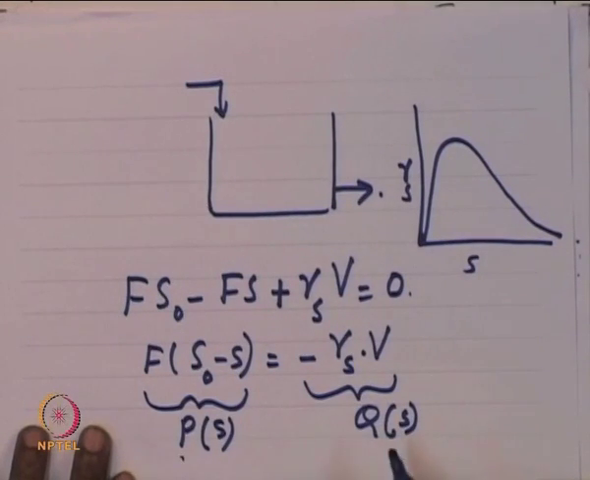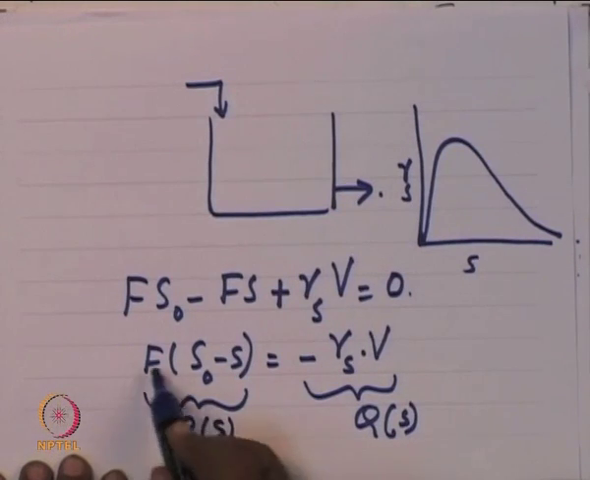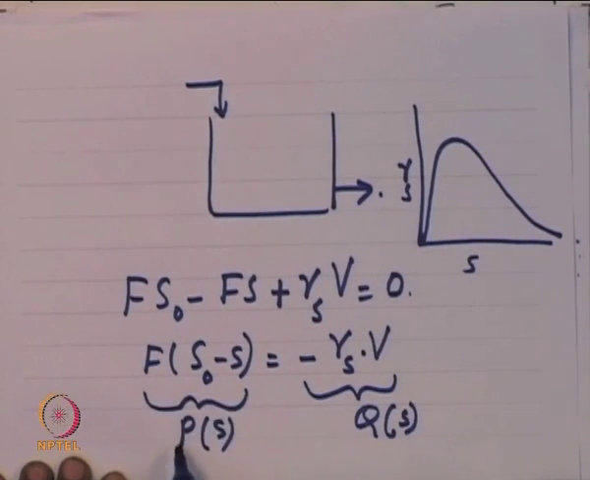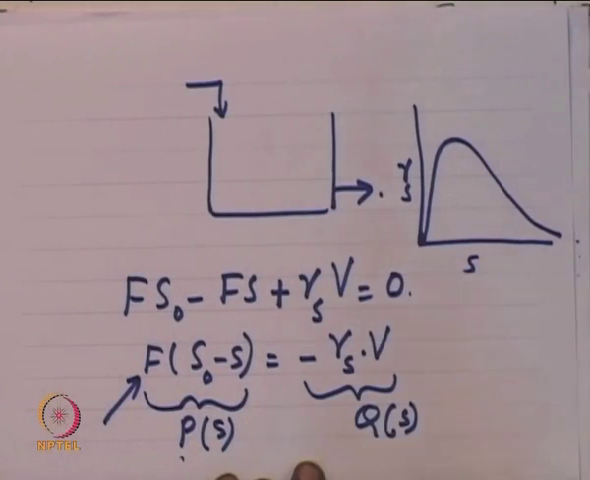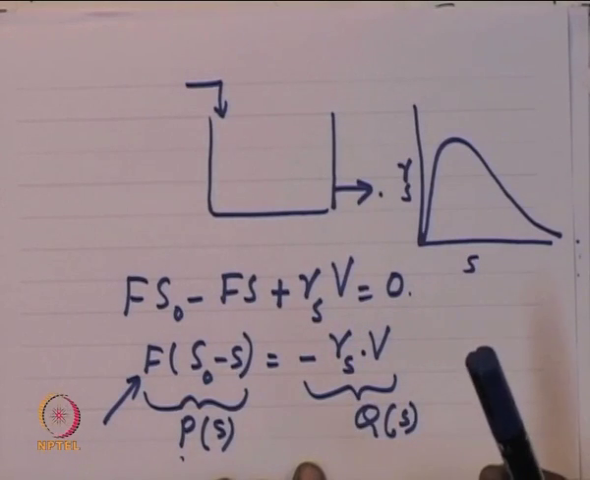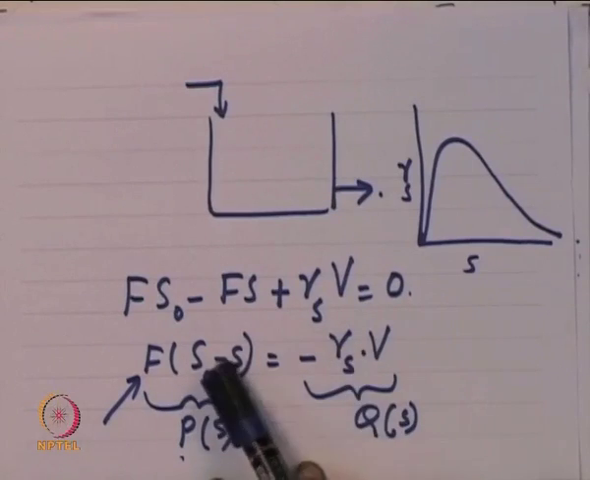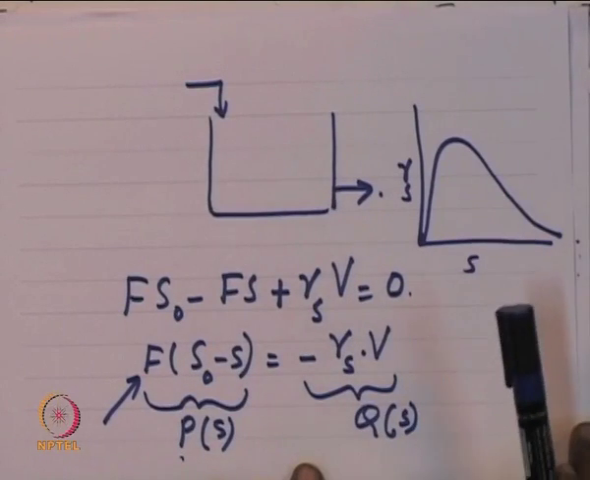Just plot P versus S. Can you plot P versus S? You have to plot this function F into S naught minus S. F is given as 3.2. S naught is also given, 50. Plot this and find out how many steady states you get. You have to plot Q versus S; this data is given. Points of intersection are the steady states. So, please plot and tell me, hurry up.